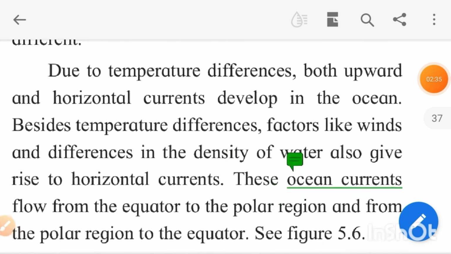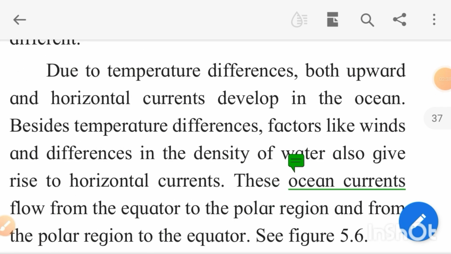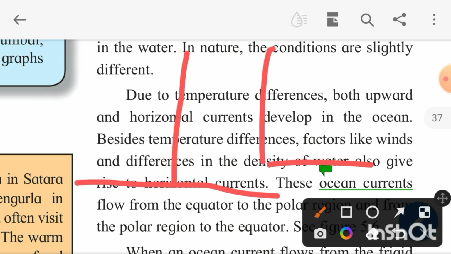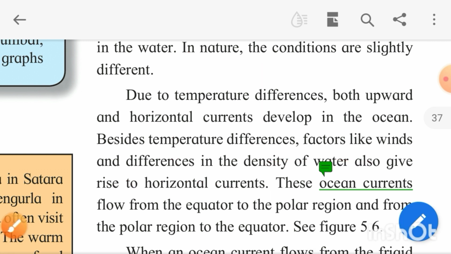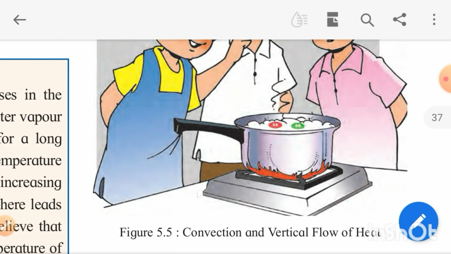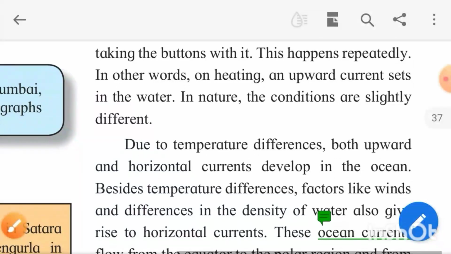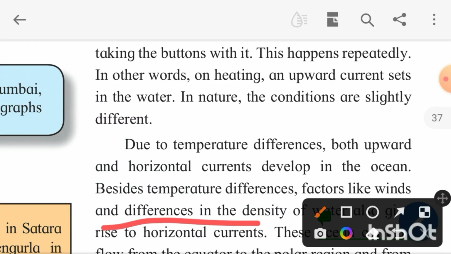Due to temperature differences, both upward and horizontal currents develop in the ocean. Upward and horizontal, it means horizontal, you know this. Upward means vertical. So it's saying that horizontal and vertical both kinds of current develop in the water. But what we have seen in this, that the current, the movement which you see, was down to up and up to down. But in nature, how is it formed? In nature it's horizontal and vertical.